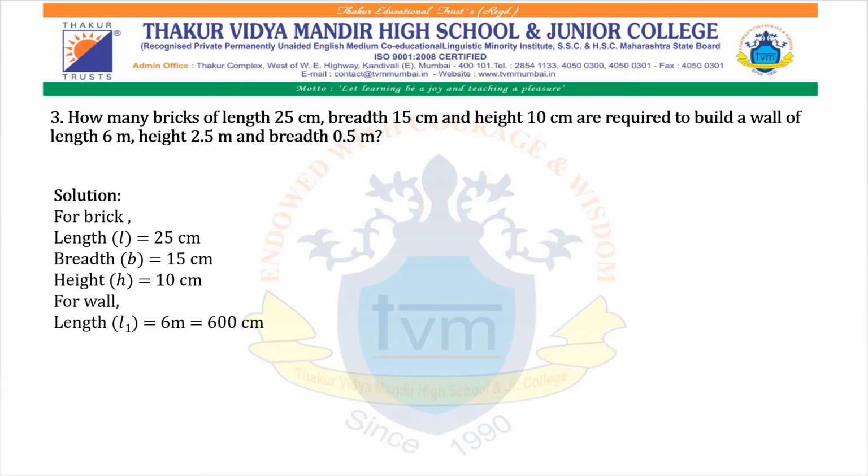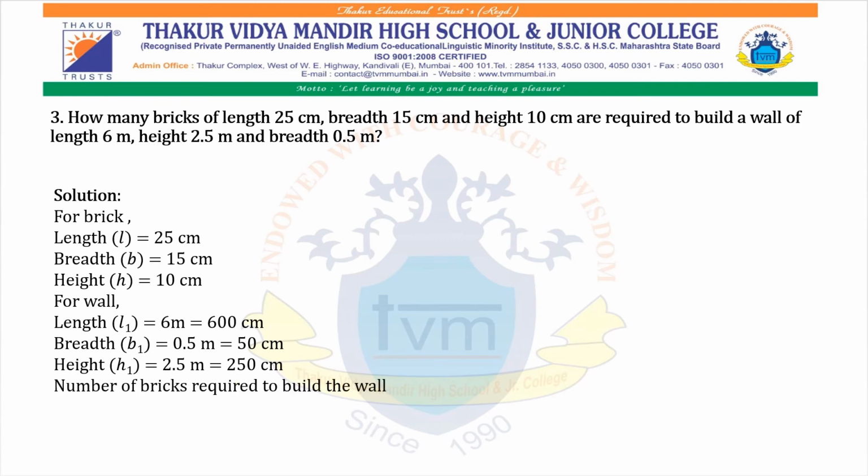For wall, length L1 is 6 meter, that is 600 centimeters. Breadth B1, that is 0.5 meter, is equal to 50 centimeters. Height H1 is 2.5 meters, that is 250 centimeters.